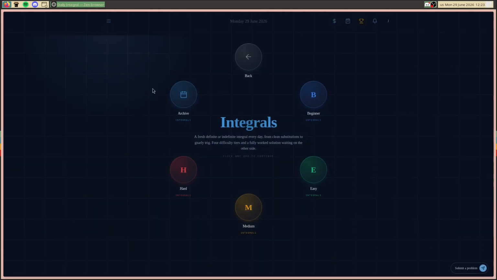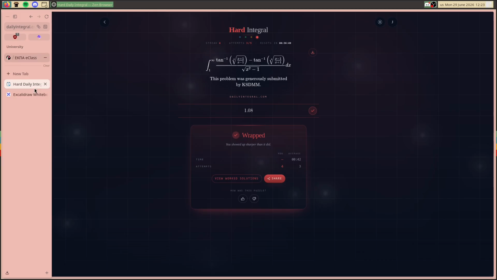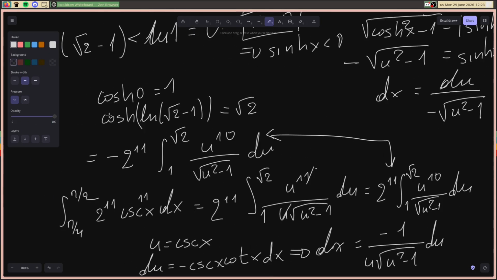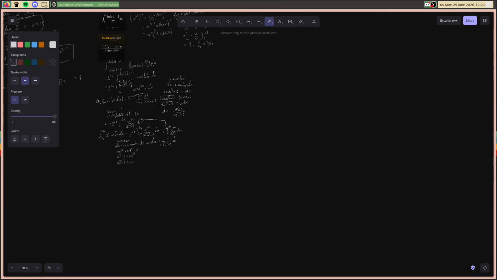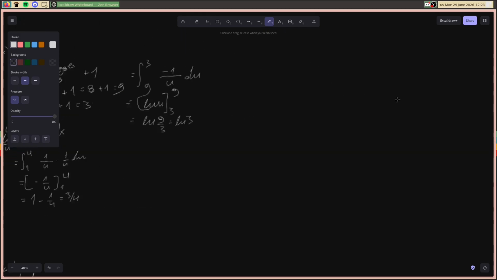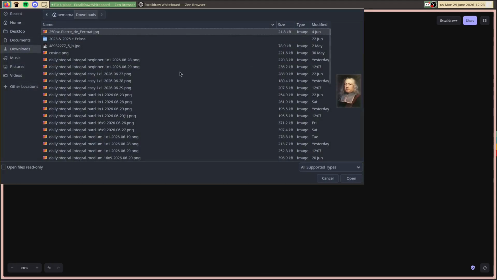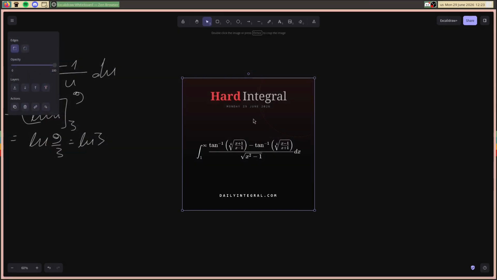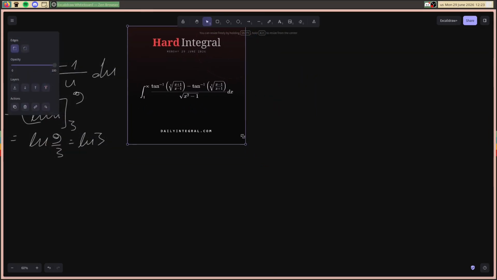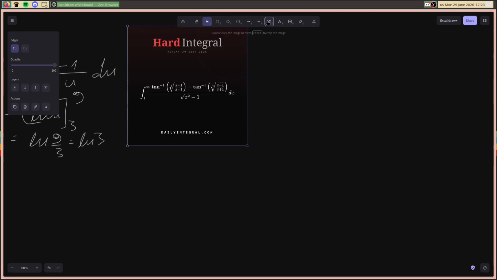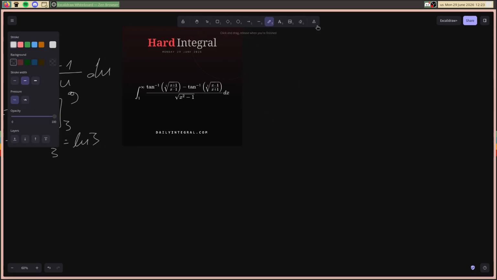Good. And let's move on to the hard one, and the hard one was seriously hard, okay? So I'm going to need a bunch of space for this. So this is the hard one, and it needs a lot of things.